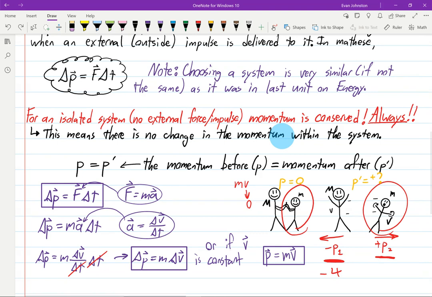Now, I've already kind of hinted at this, but we use P for momentum before, and momentum after is this thing where there's a little apostrophe up here. We call this P prime. That's how you would say that. So we say the momentum before equals the momentum after, or P equals P prime. And I will admit these both should have little vector arrows on them, because momentum has a direction.